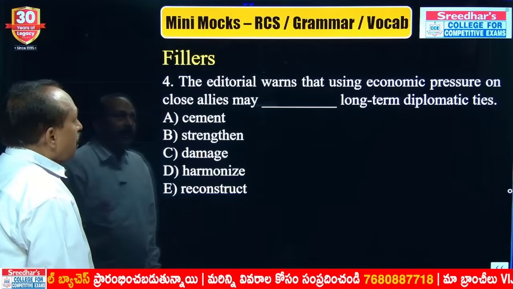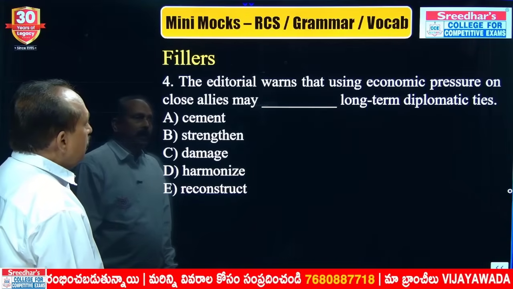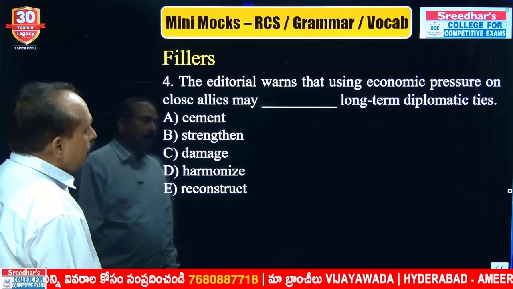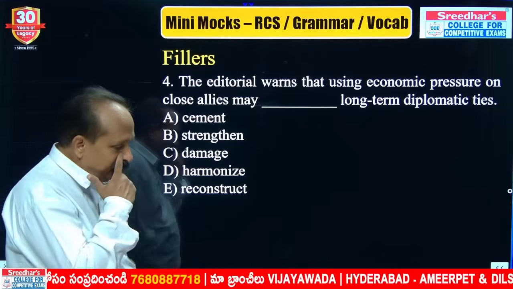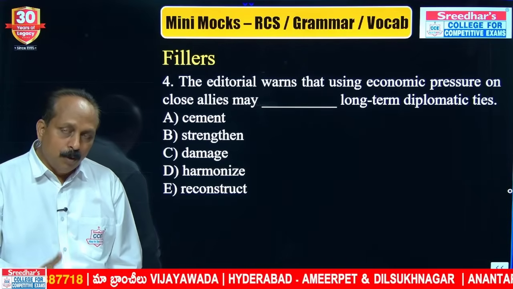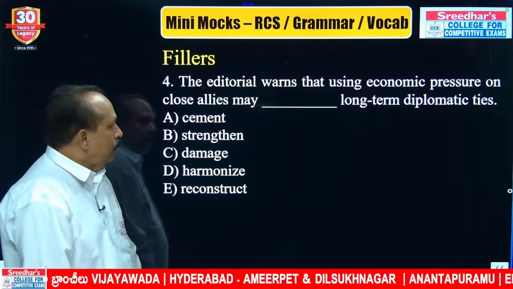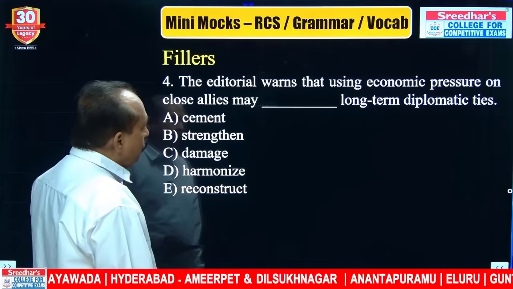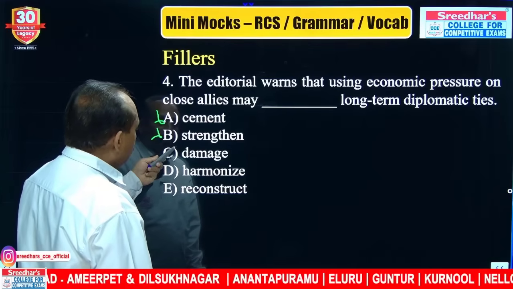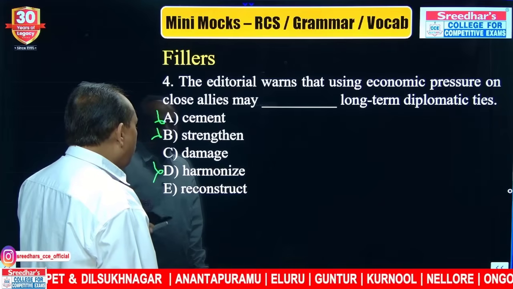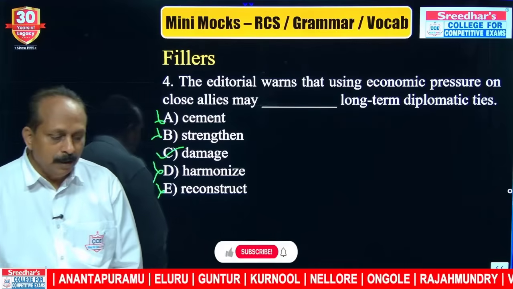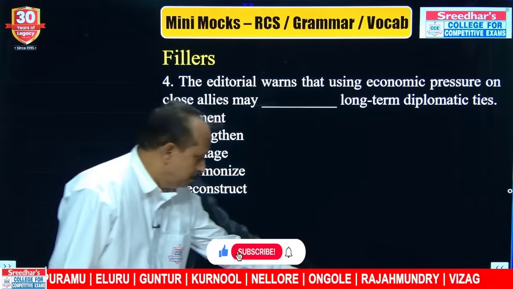Next one, more based on filler. The editorial warns that using economic pressure on close allies may ___ long-term diplomatic ties. Editorial was about that. You should not use pressure on the closest ally. Here, we need a negative word. Cement means bond. Strengthen, cement, positive words; harmonize, positive word; reconstruct, positive word. Only one negative word. What is that? It may damage the ties.